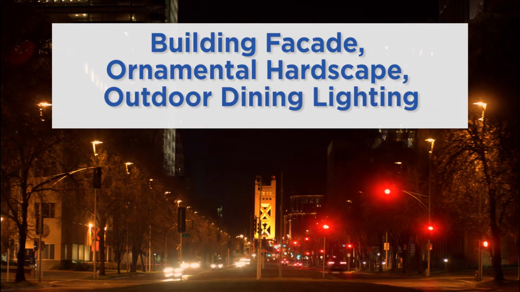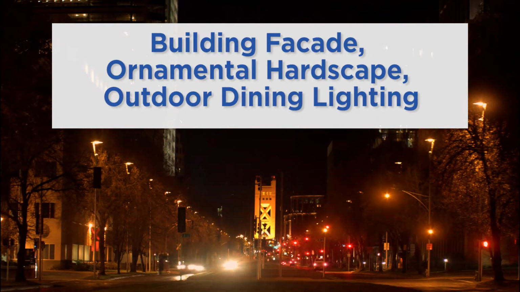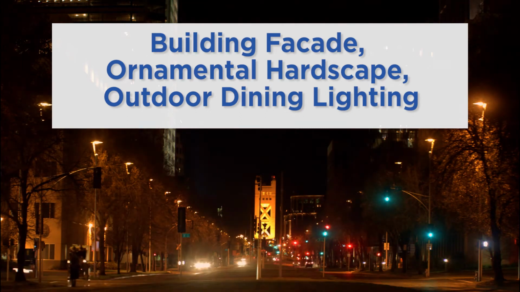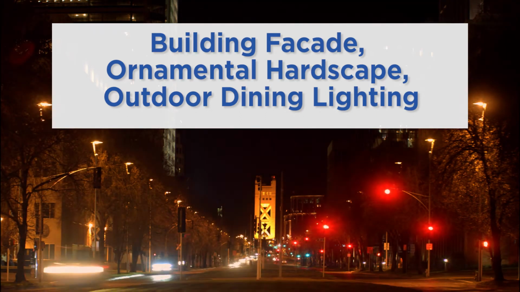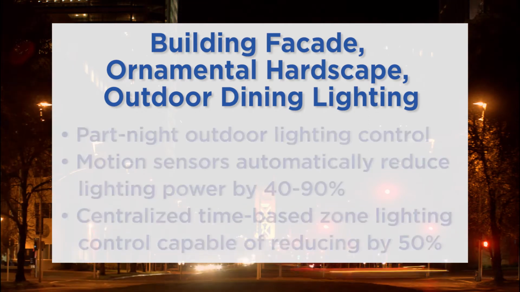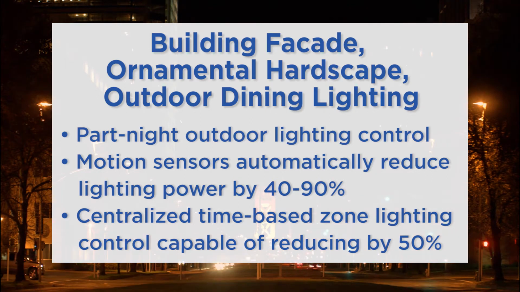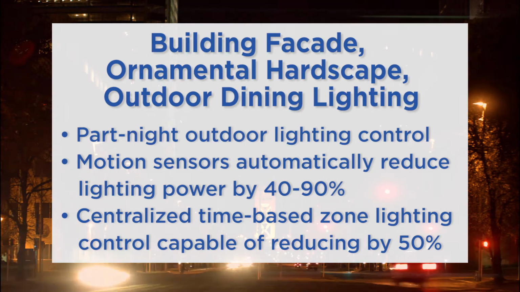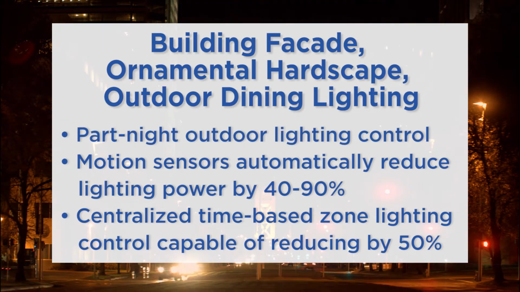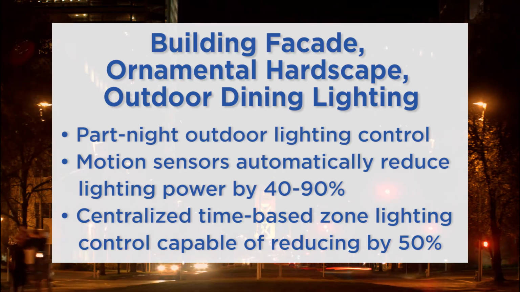For building facade, ornamental hardscape, and outdoor dining lighting, an automatic lighting control must be installed that meets one or more of the following requirements: a part-night outdoor lighting control, motion sensors capable of automatically reducing lighting power by at least 40% but not exceeding 90%, and which have auto-on functionality, or a centralized time-based zone lighting control capable of automatically reducing lighting power by at least 50%.